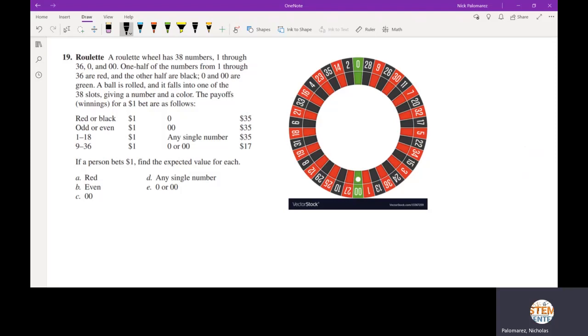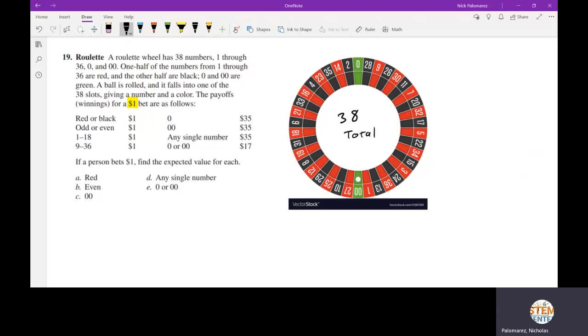So we have a wheel here, and we can see that we have 38 total spots. And we can see the red, the black, the green, all of that. A ball is rolled and falls into one of the 38 slots, giving a number and a color. The payoffs or winnings for a $1 bet are as follows. So this $1 bet tells us that if we lose on our bet, we are going to lose $1. That will come in handy when we make our probability distribution.